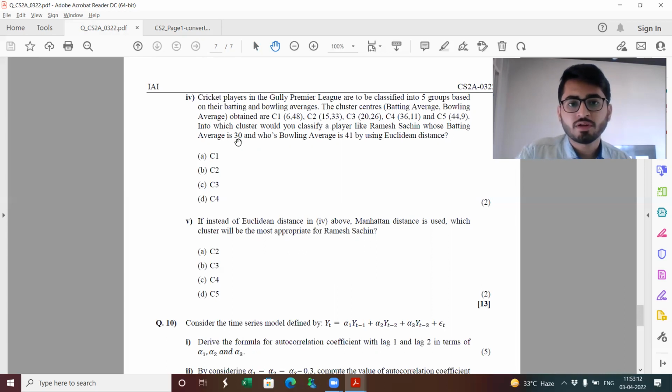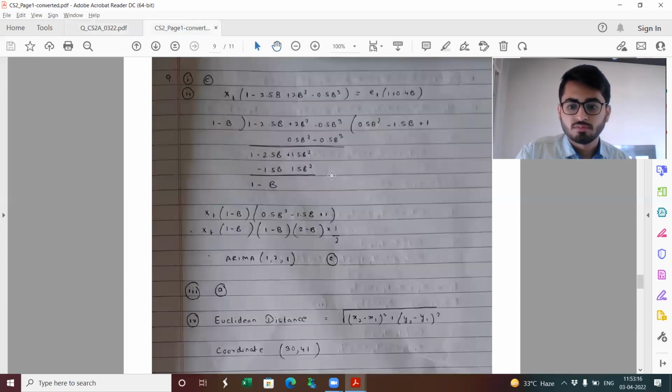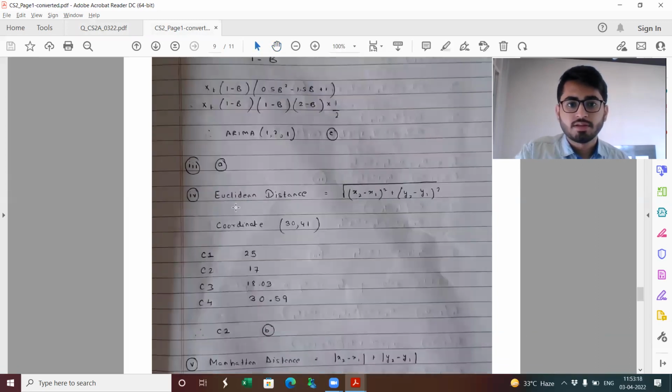And my coordinate over here is 30, 41. Here's the thing, for Euclidean distance, with coordinate 30, 41, for C1 we get 25, C2 17, C3 18.03, C4 30.59. The closest is C2. Therefore, my answer is C2, which wasn't there in option B. Note that there is a C5 as well, but in the options C5 was not there, so I have not even calculated it. That is how you save time.